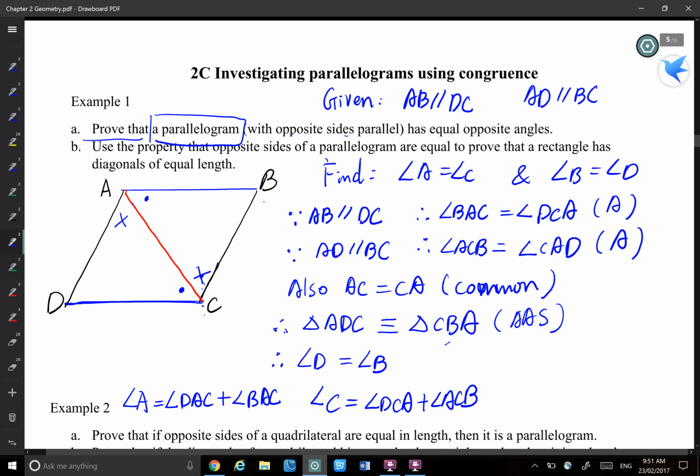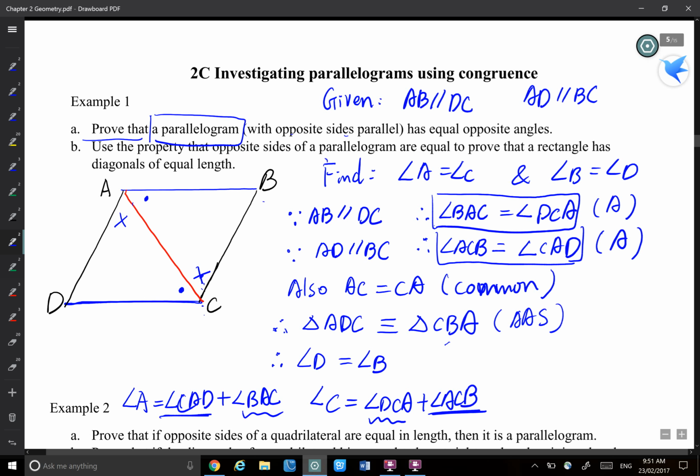Okay, what do we have? We have BAC equals DCA. This one equals this one. We have ACB equals CAD. Okay, let's write that CAD. So this one equals this one.